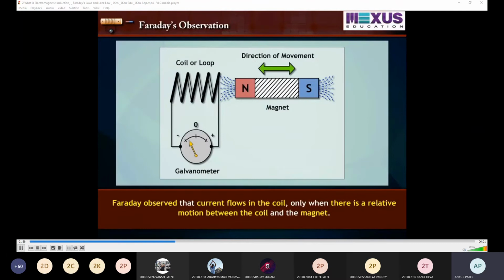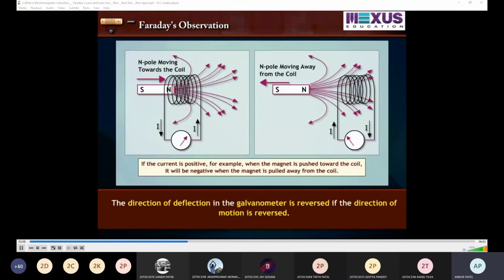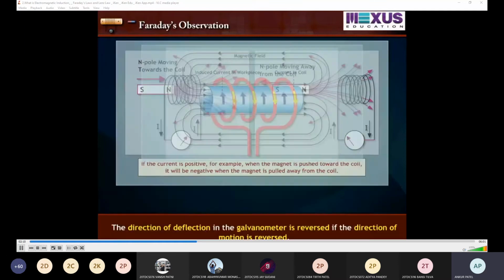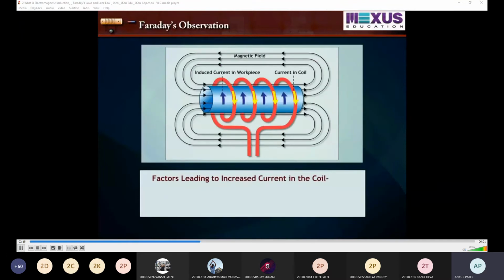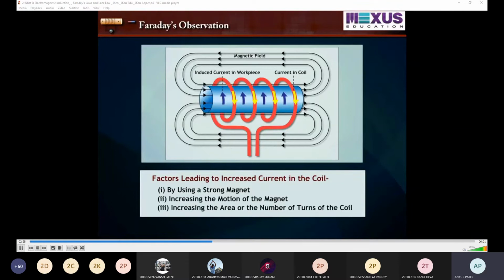Faraday observed that current flows in the coil only when there is a relative motion between the coil and the magnet. The direction of deflection in the galvanometer is reversed if the direction of motion is reversed. The current in the coil and the corresponding deflection of the galvanometer can be increased by using a strong magnet or by increasing the motion of the magnet. Increasing the area or the number of turns also creates a strong current in the coil.